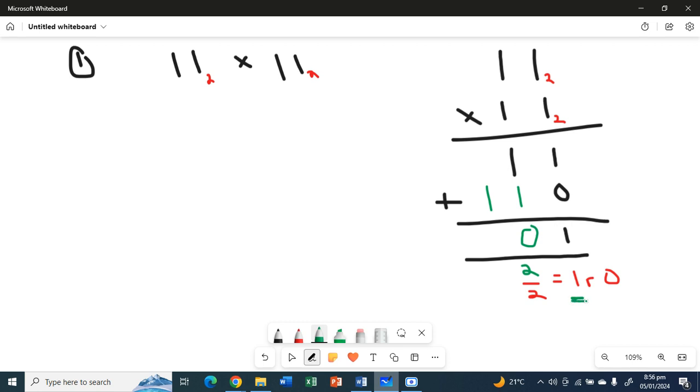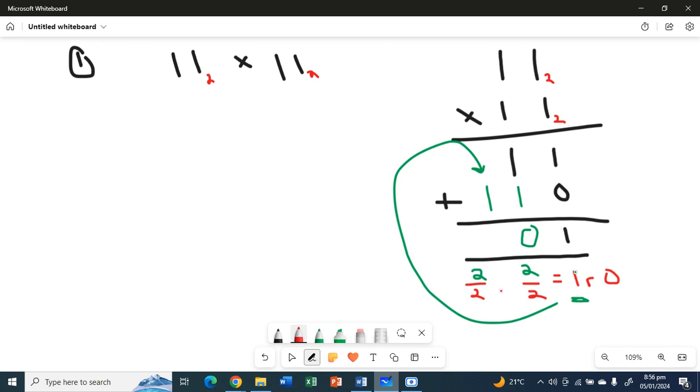Then this 1 here, we're going to add it with this 1 here. We carry it and then we add it. So 1 plus 1, again we get another 2. When you get a number that is 2 or greater, always divide by 2 because that's the base we're dealing in. So if it's base 3, our denominator will be 3. If it was base 4, our denominator will be 4.